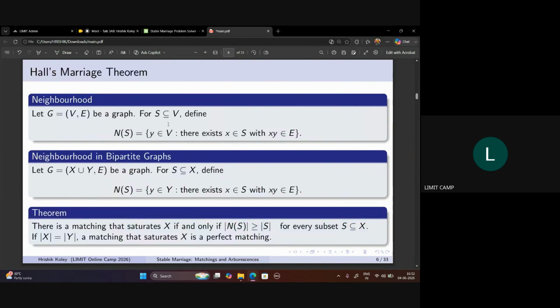Now coming to a condition that shows when a matching can be perfect. It's called Hall's marriage theorem. Let me start with defining what a neighborhood is. Let's forget about the formal definitions. I'll just give you an intuition that works best. Give me a minute, I'll just think about it.